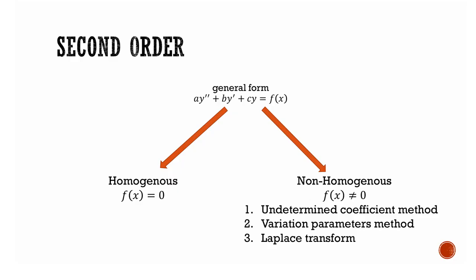We already know how to find the solution of the second order differential equation for homogeneous and also non-homogeneous, but there are several methods for non-homogeneous, which are the undetermined coefficient method, the variation of parameters method, and lastly, the third one, which is Laplace transform.